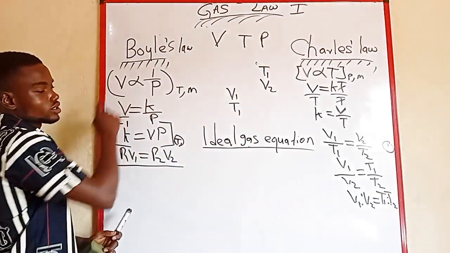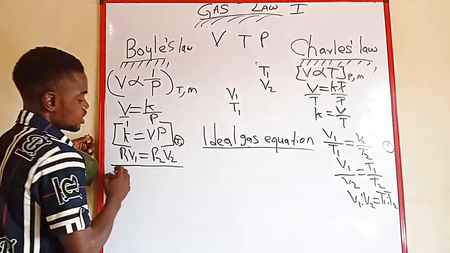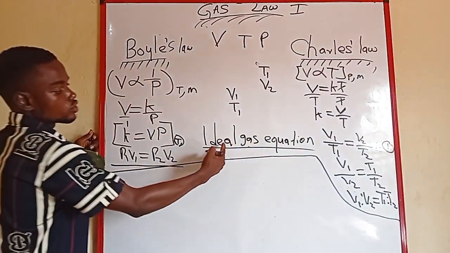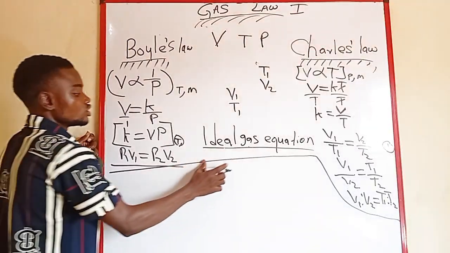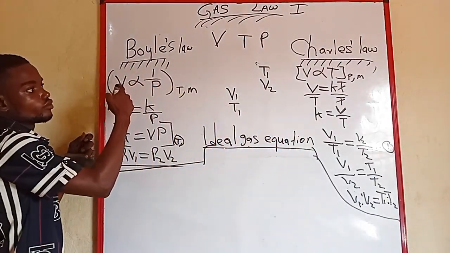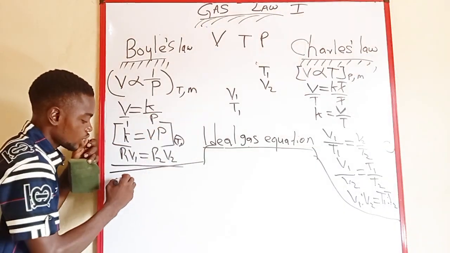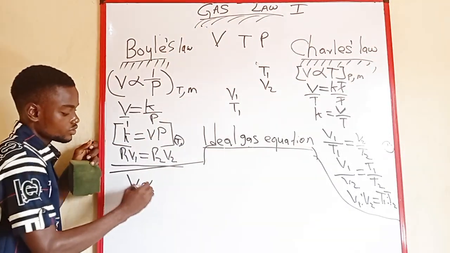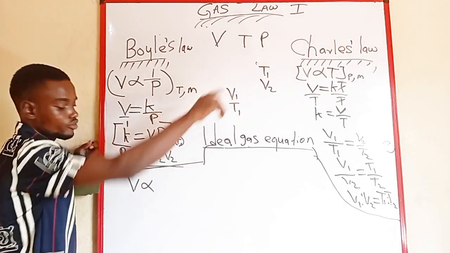From this particular place here, I want to work on the ideal gas equation. So we have that the ideal gas equation is a combination of Boyle's and Charles's law. We are going to have that V is going to be directly proportional. Let's start from here.